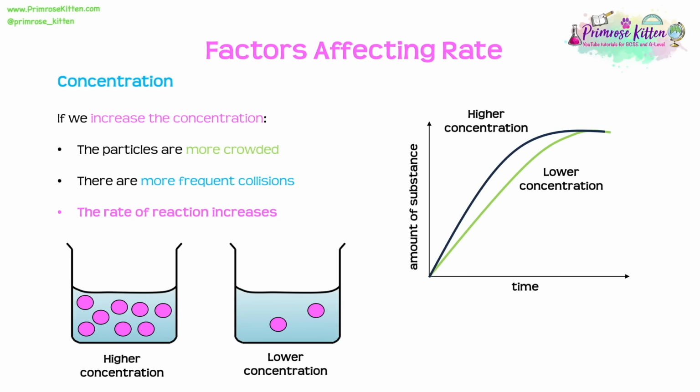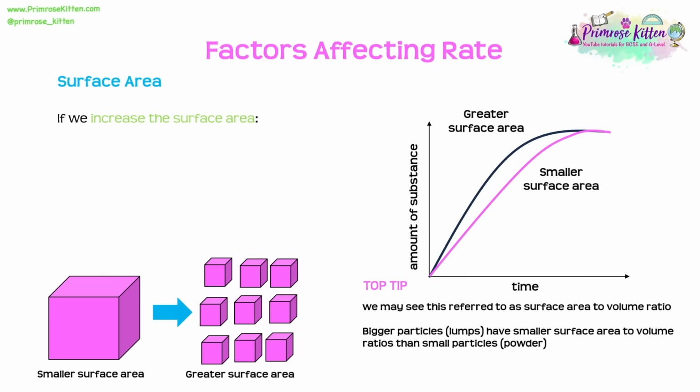Now this again you can see on our graph of amount of substance against time, the exact same pattern again. For higher concentrations, you can see that we have a steeper curve, therefore we've got a faster rate of reaction, and it plateaus at an earlier time than for lower concentrations. And this means that we've made our maximum amount of substance earlier than we do at lower concentrations.